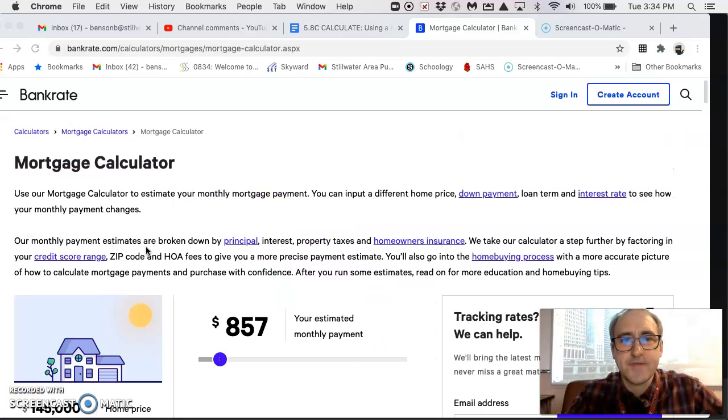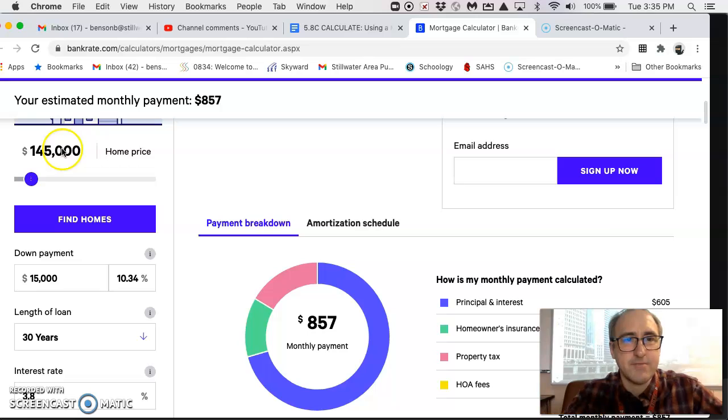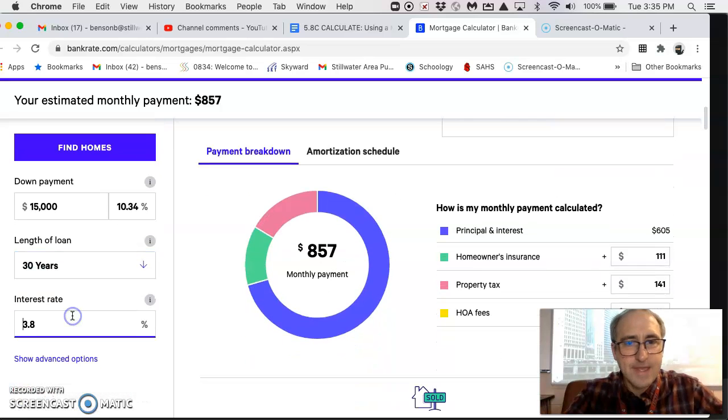You'll recognize this from the other day. Remember to wait. We need to give it a second for the mortgage calculator here to pop up. You're going to input your price of the house here, your down payment here, your length of terms here, and interest rate here. And then you're given your monthly payment.